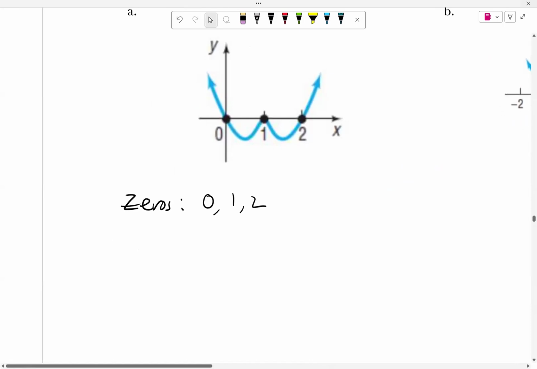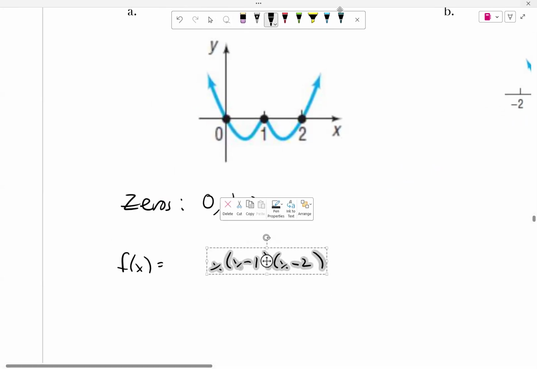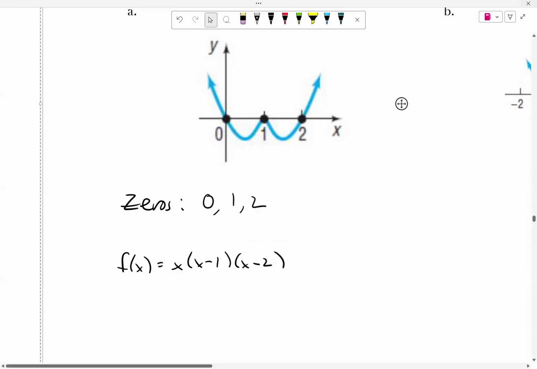So let's see if this is what you did. We know that the zeros are 0, 1, and 2, correct? So my function is obviously x minus 0, x minus 1 times x minus 2. Now there's no indicator of a y value here. It doesn't appear to care that there's a y value. I'm going to change the x minus 0 to just x. Then I'll just move all of this over here. Okay, done. Any questions?